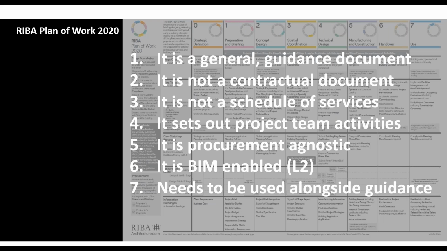And a crucial thing is that the plan of work is never really intended to be a contractual document, which of course it can't be, because it's not a schedule of services. It's setting out the general thrust of activity. It's not setting out specifically what each person is doing, and just reinforcing it is pure procurement agnostic. So you maybe need to think about how procurement works with it. It's definitely enabled for BIM, and it needs to work alongside all the guidance documents that I've referenced from the start. Next slide.